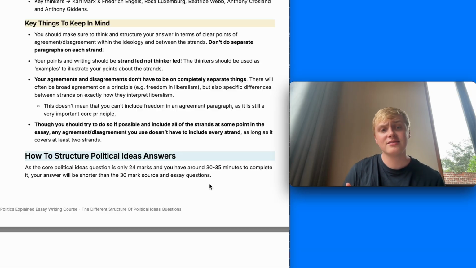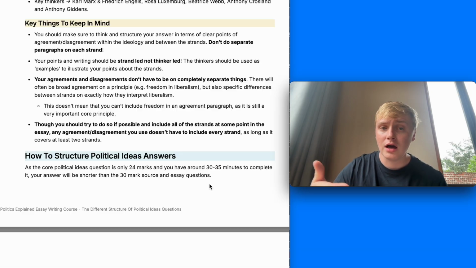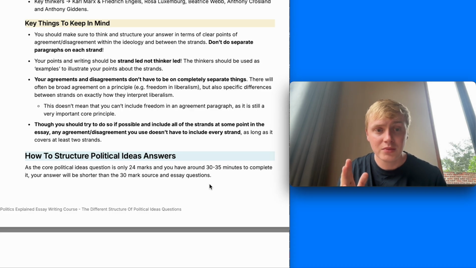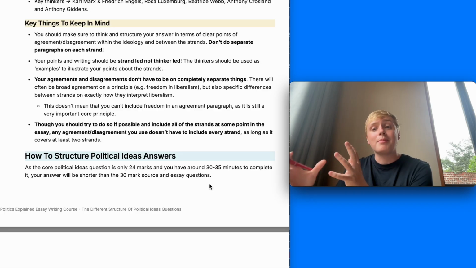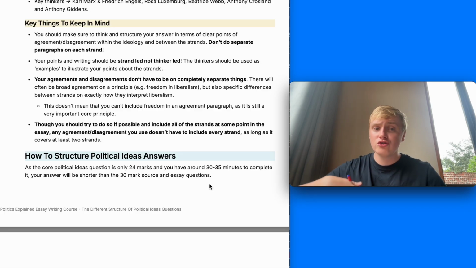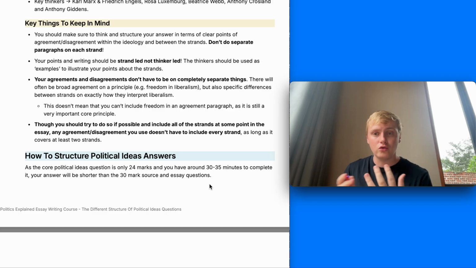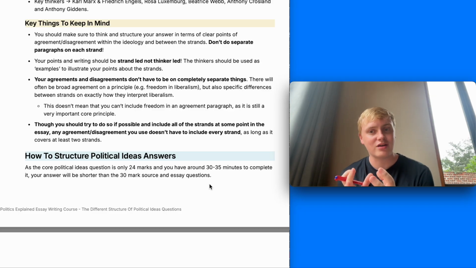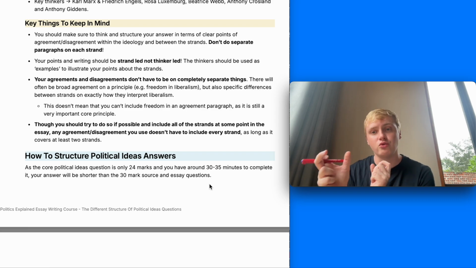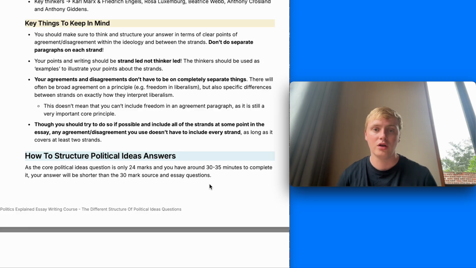The final thing then is that though you should try to do so if possible and include all of the strands at some point in an essay. So you have to include every strand at some point in your essay. That's absolutely you have to do. Any agreement paragraph or disagreement paragraph you do, though, doesn't have to include every strand. So you should try, if possible, to include all, if there's three, for example, socialism, all three strands in the agreement paragraph or disagreement paragraph. They don't have to. You could do, for example, a disagreement paragraph just between two of the strands, or an agreement just focusing on two of the strands.